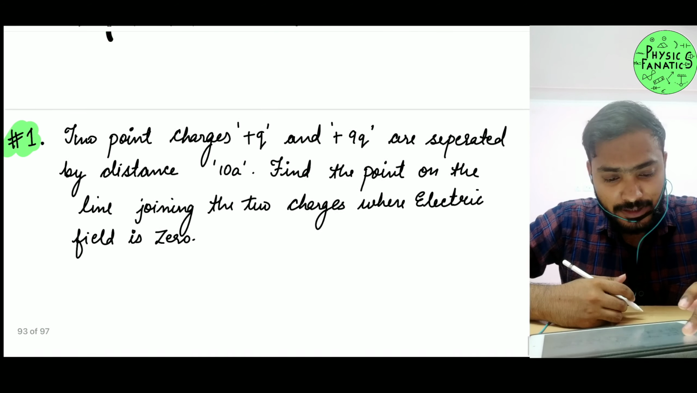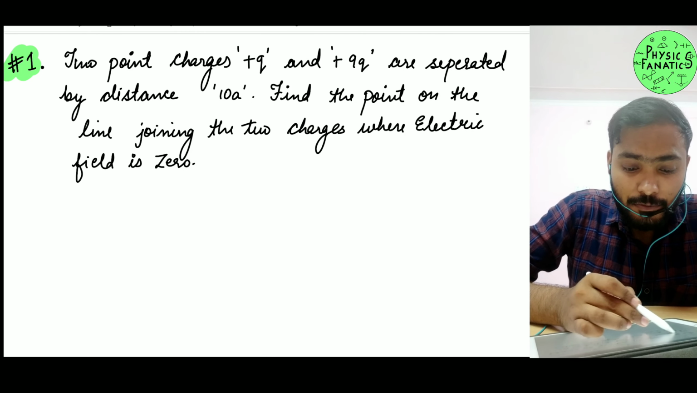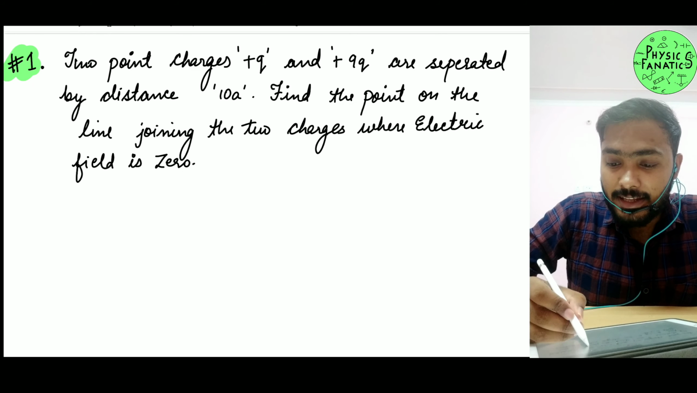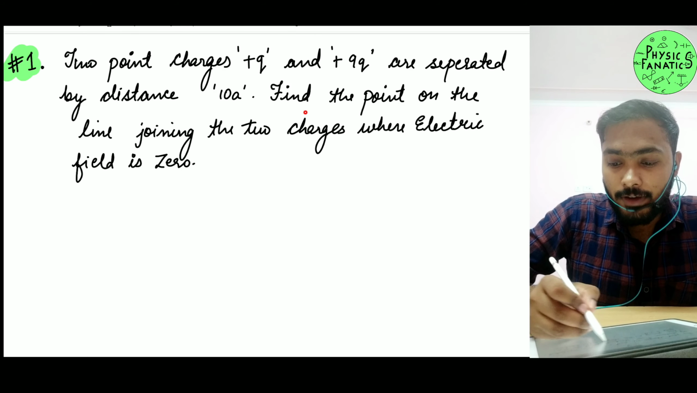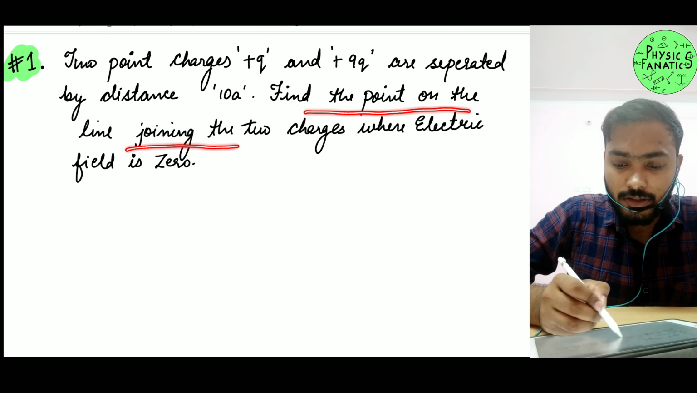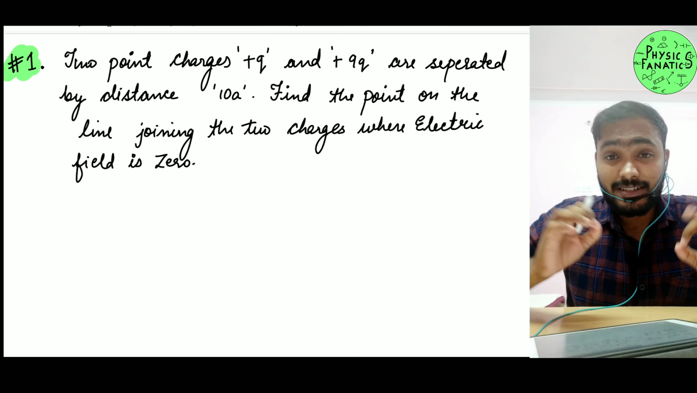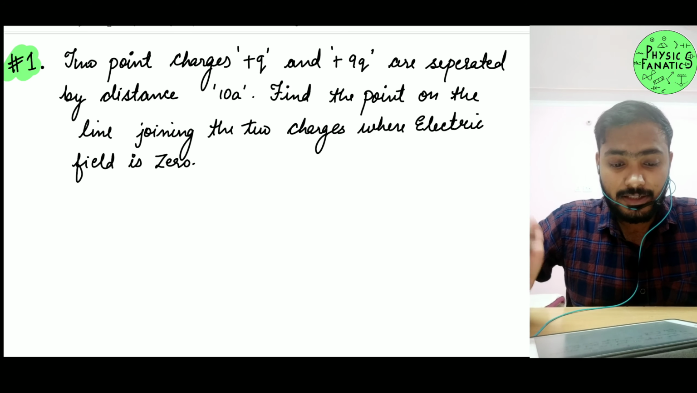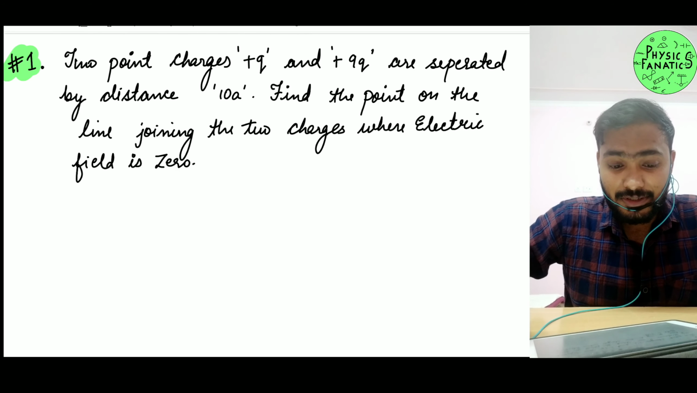So let's look at the first question. The first question says that we have 2 point charges plus q and plus 9q, and they are separated by a distance of 10a. Great. Find the point on the line joining the two charges where electric field is 0. Right, so this is a question which belongs to balancing of electric field, right? So you guys can pause the video and try to do the question, right?